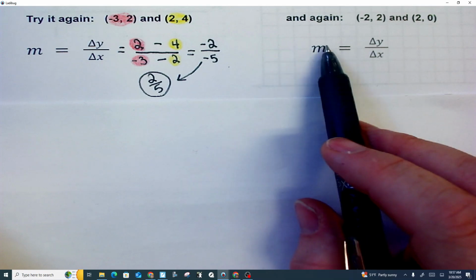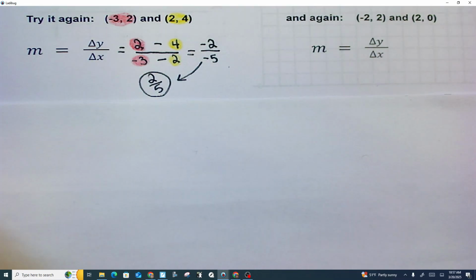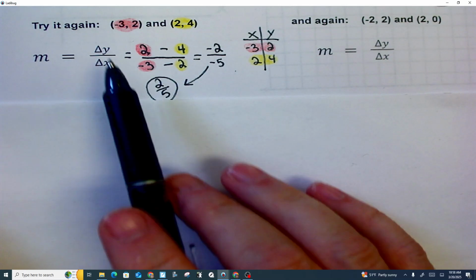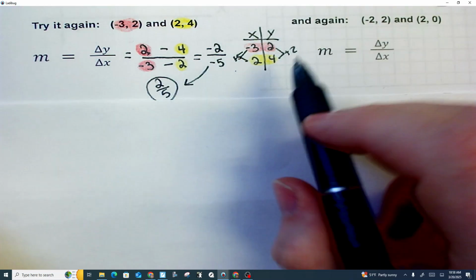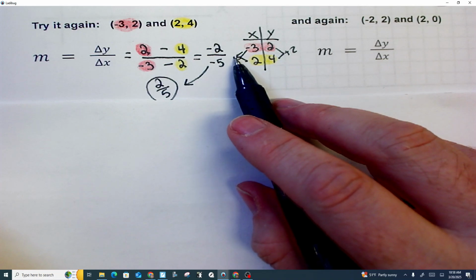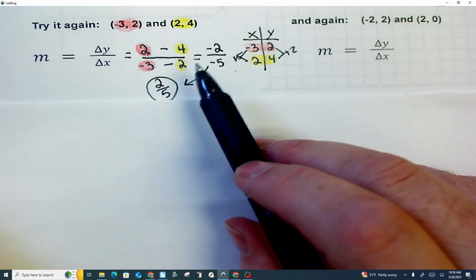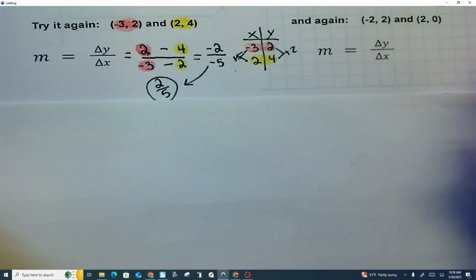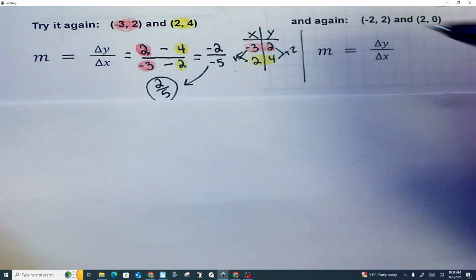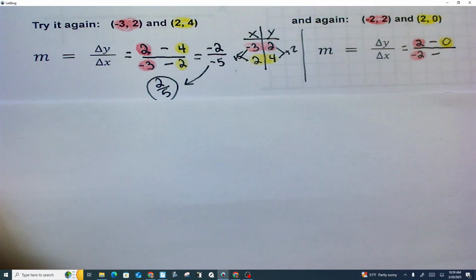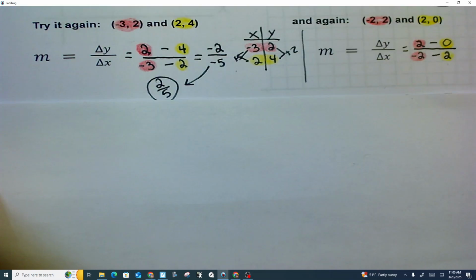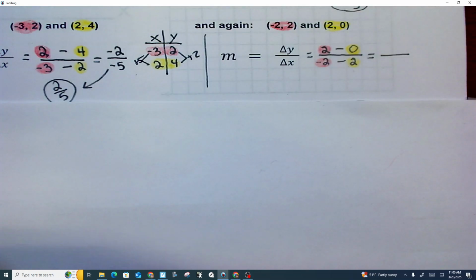So let's come over here and let's try a table version of this. So we slide it straight in. You can see +2, +5. My y change stacks up on top of my x change, and there we have it. It's positive 2/5 for your slope. Let's go do this one a little faster.